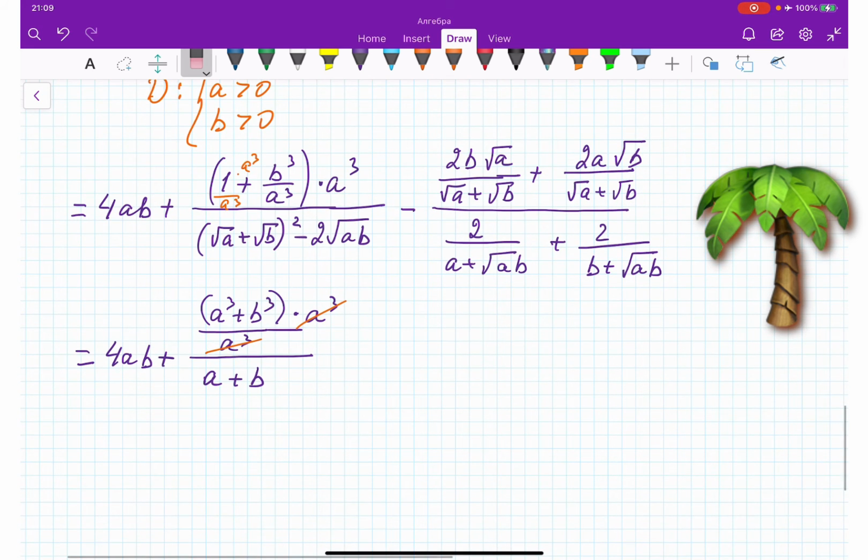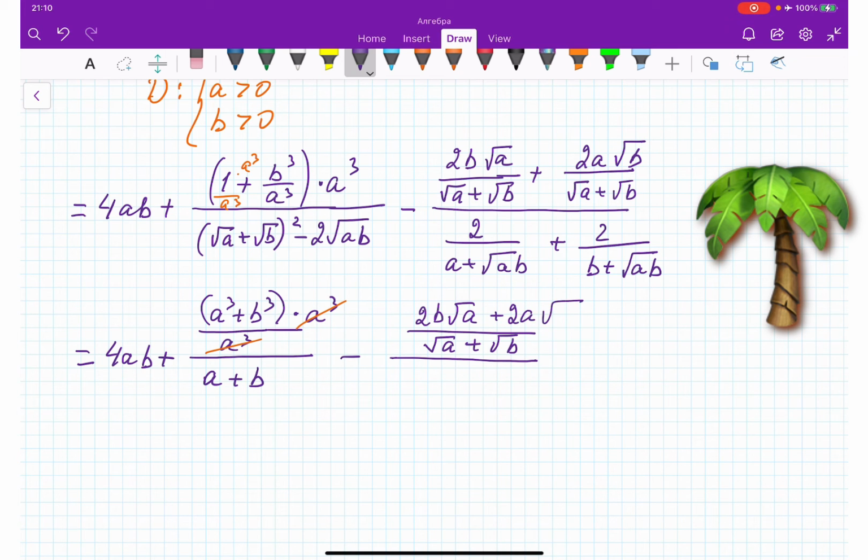Next. Minus. Let's see what we are going to do here. It's going to be more of the mess here. Common denominator is going to be square root a plus square root b. And in numerator, we are going to get 2b square root a plus 2a square root b.